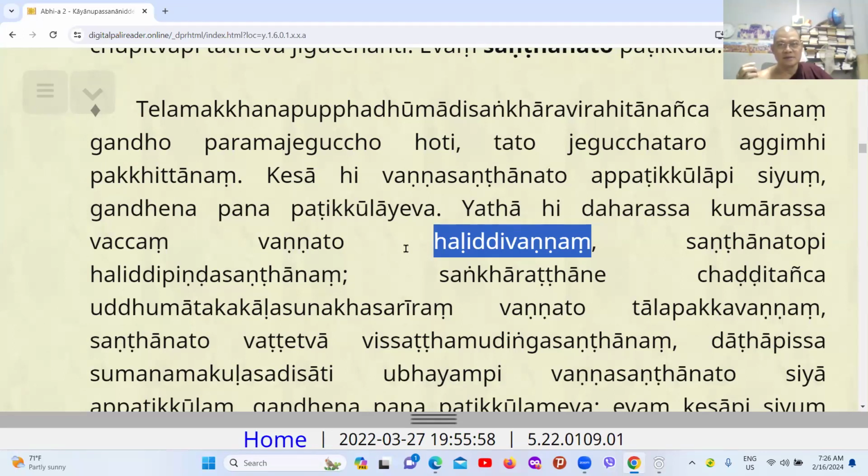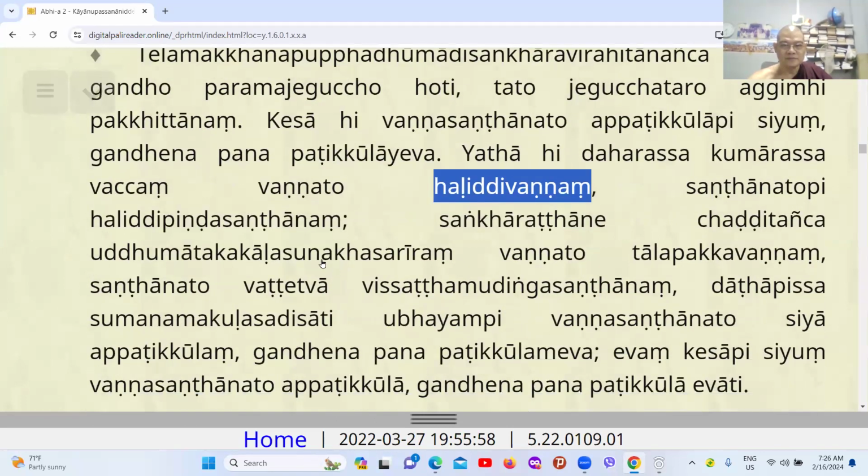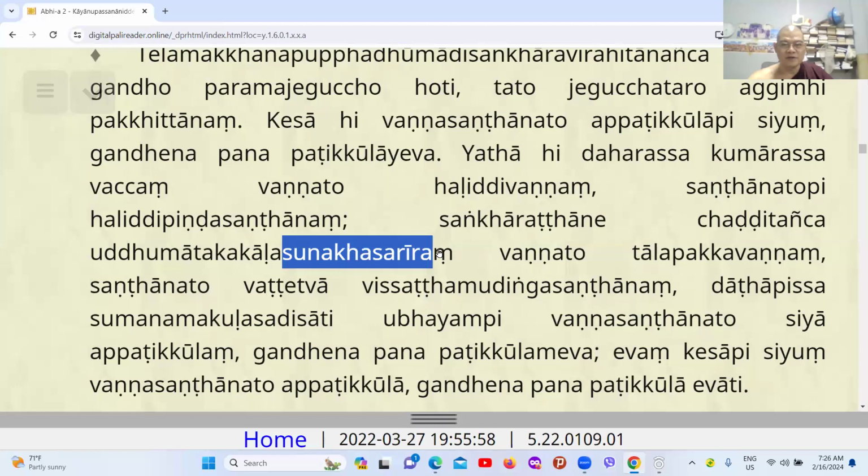Putting it in the dustbin. Now the body of the dog. The black body of the dog.